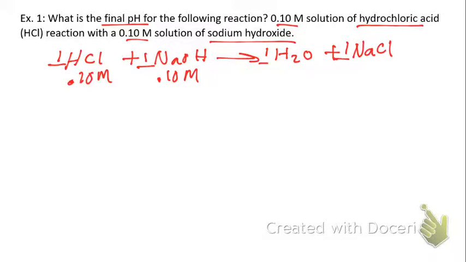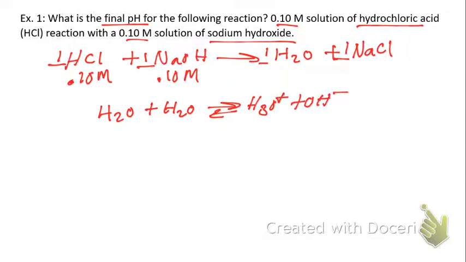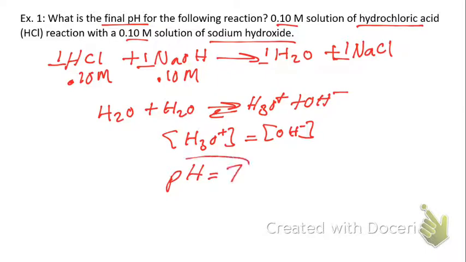Therefore, the pH will only be determined by water, since water, again, reacts with itself to form the hydronium ion and the hydroxide ion, and the concentration of the hydronium ion should be equal to the concentration of the hydroxide ion. And in this case, with equal amounts, that should give us a pH of 7.